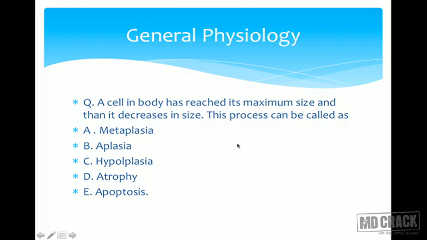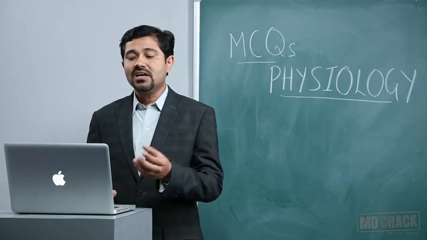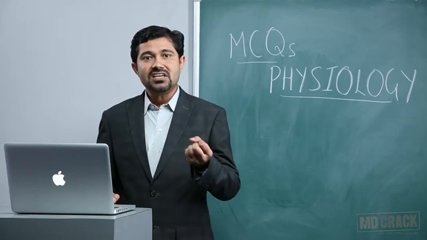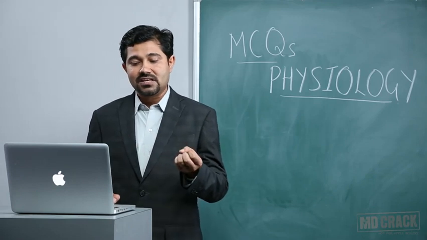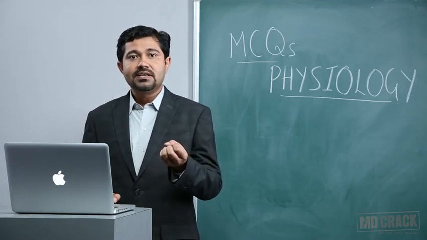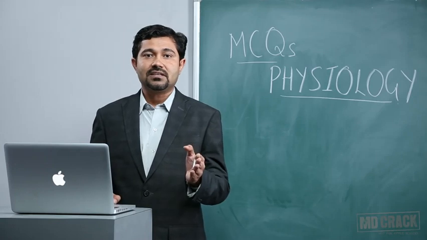So what do you mean by metaplasia? It is a change in the form. A cuboidal cell is becoming a squamous cell. So that is metaplasia. What is aplasia? Genesis is not there. It has not been formed, a congenital one. So that is aplasia. Hypoplasia is a congenital defect, because of which the growth of that cell has not taken place. So that is hypoplasia. What is atrophy? Atrophy is the decrease in size. Once it has reached the maximum size, it has decreased in size. And what is apoptosis? It is programmed cell death. Death has occurred in that case.